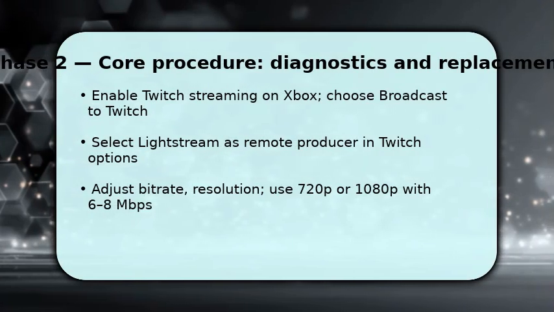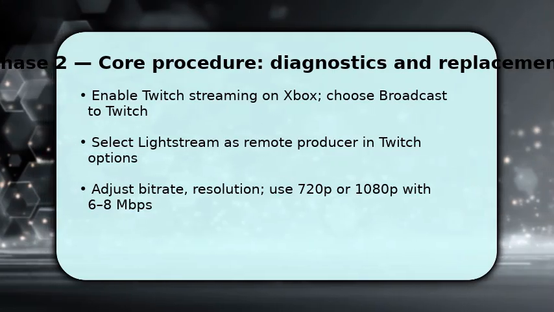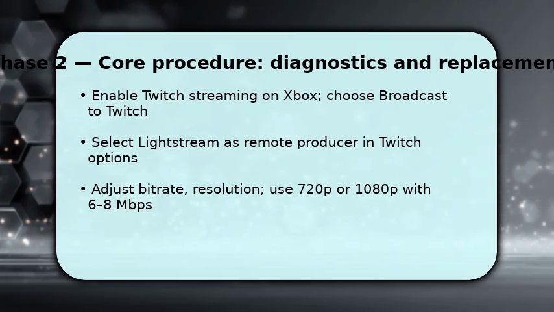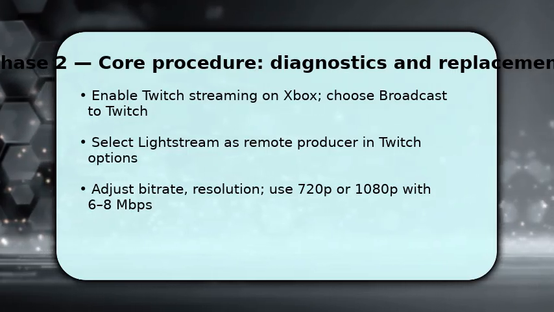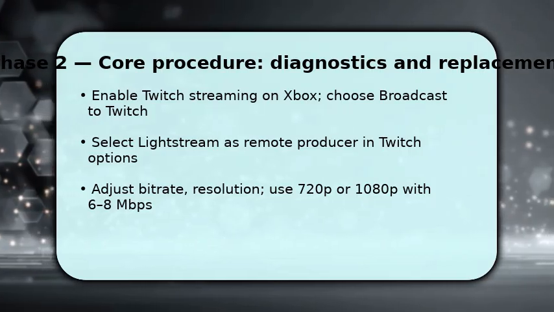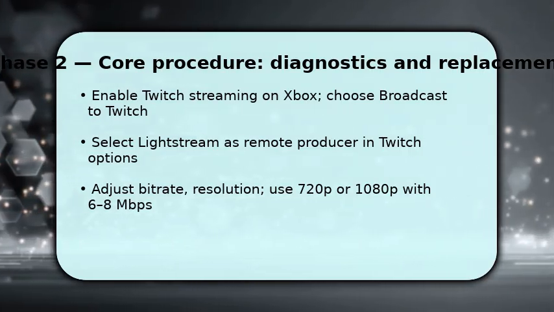Next, begin the broadcast flow on Xbox. Choose Broadcast to Twitch, and when prompted, pick Lightstream as your remote producer. Once connected, Lightstream receives your stream, and you can add overlays, alerts, and webcam sources from the Lightstream dashboard.